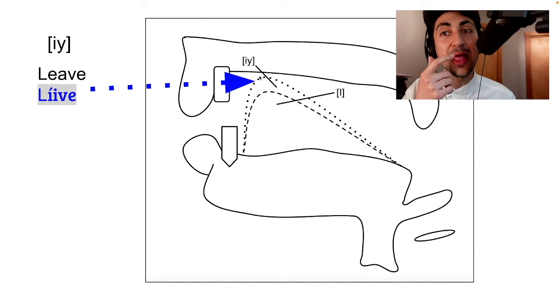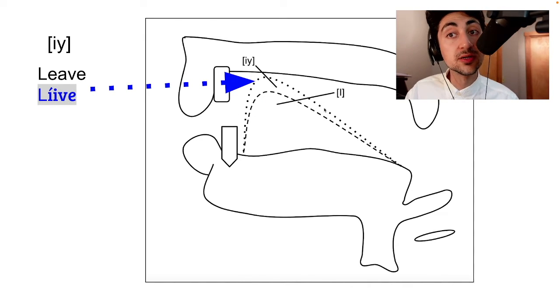Not the tip, kind of like the back. Not the back, but like right there. Leave versus lowered. Está más como lowered, ¿cómo se dice? Es más bajo, se puede decir.